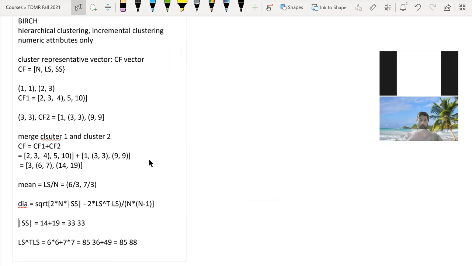So what is SS? It's simply the sum of the values. SS bar, of course, is the sum of the values in the squared sum vector. And LS transpose LS is basically the inner product. Both of these values will give you a scalar. So the diameter, of course, would give you a scalar value. So this is the diameter of the cluster that is defined by this CF vector.